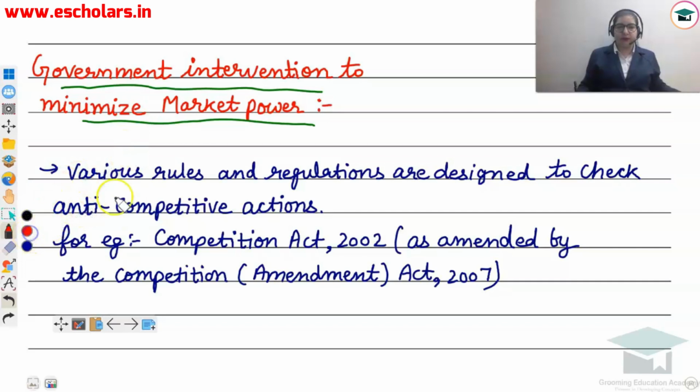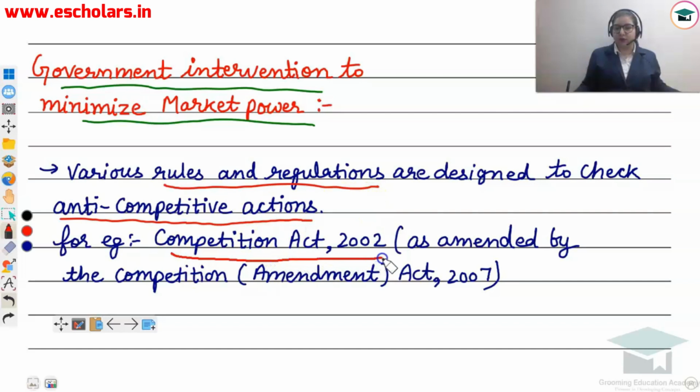So first, the government has made various rules and regulations in order to check the anti-competitive actions taken by the firms. For example, the Competition Act 2002, which is amended by the Competition Amendment Act 2007. Basically, this act focuses on promoting fair competition among the firms by preventing anti-competitive actions by any of the firms involved in the market.